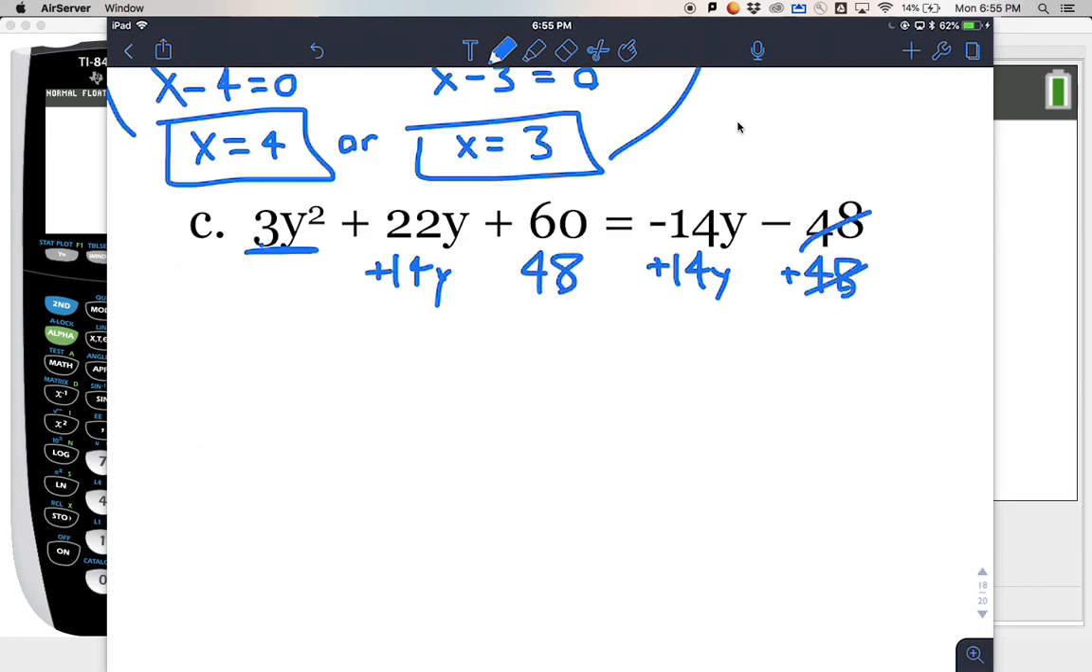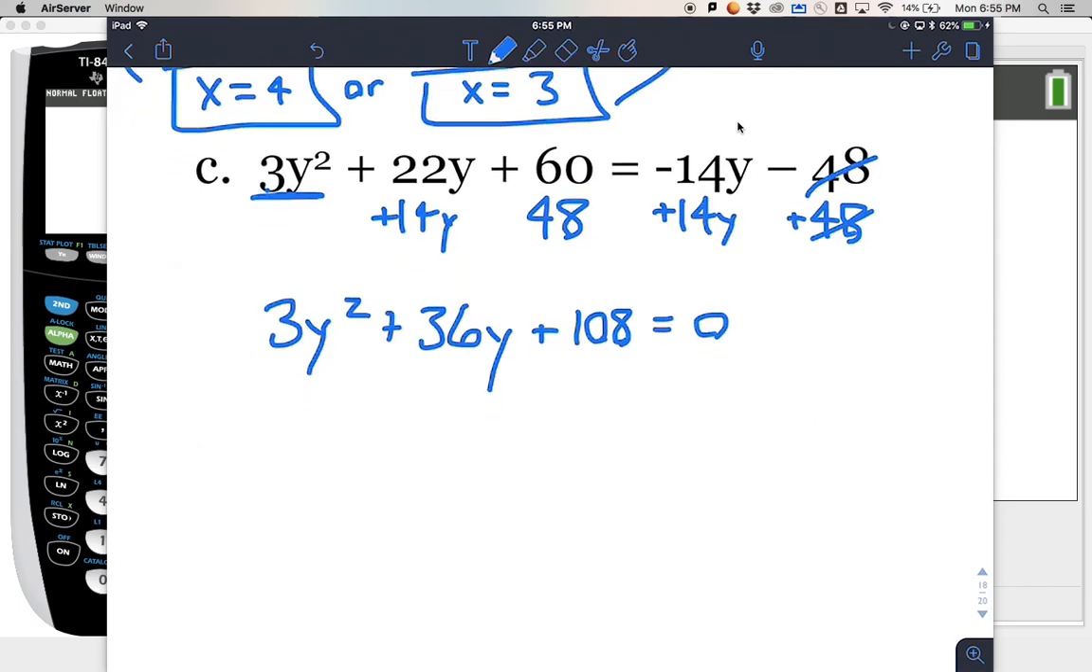And those will cancel out there. And then I guess we have 3y squared plus, what is that, 36y, and then plus 108, and equals 0. Okay, and then from here, if you go and look, everything is divisible by 3.